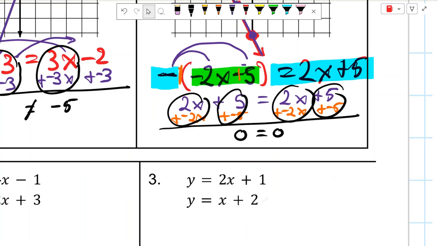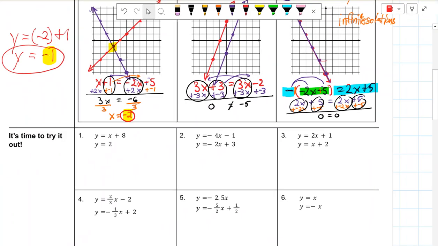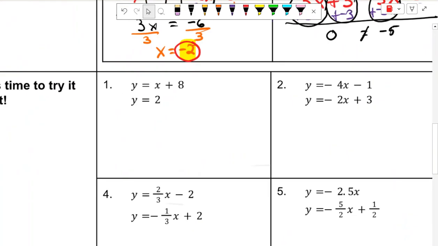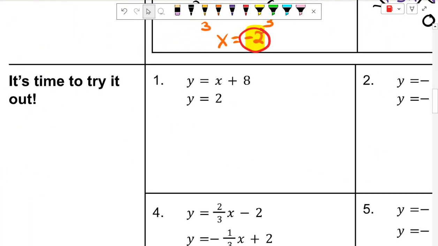All right, now that we learned all about one, none, and infinite, let's go ahead and get down in here and start using algebra to solve these. Now this one is really easy. We are shopping for a coordinate that they cross. And we already know one of the answers. One of the answers is y is what? 2. So we know y is 2. It's already telling us the answer. But we don't know what x is.